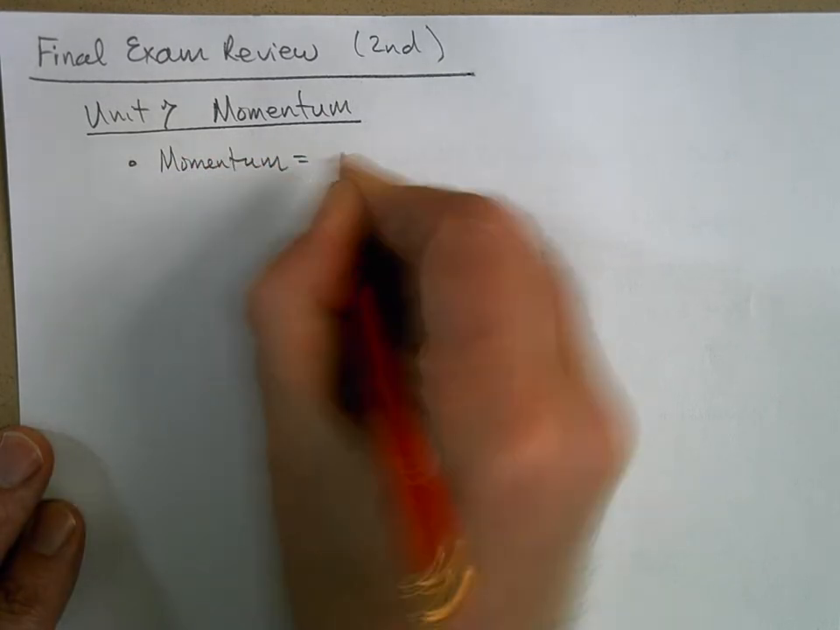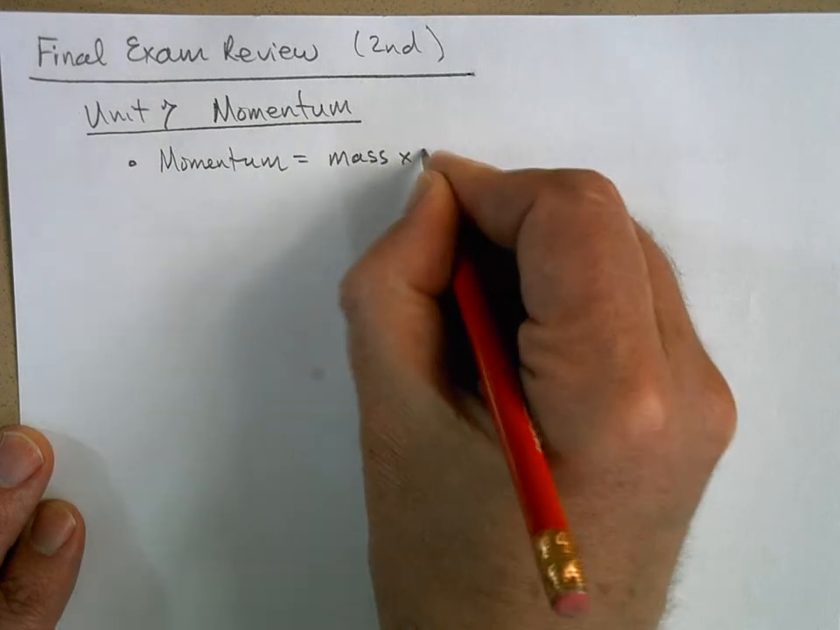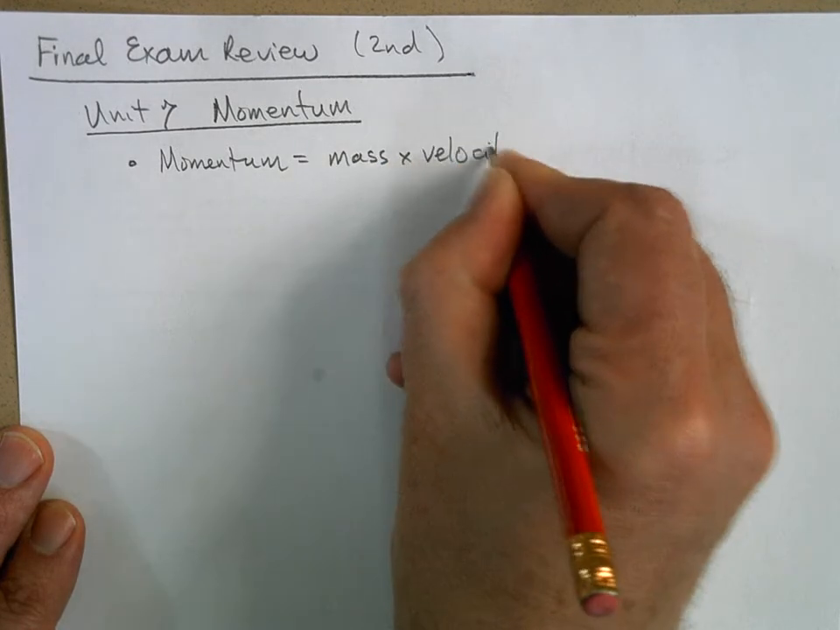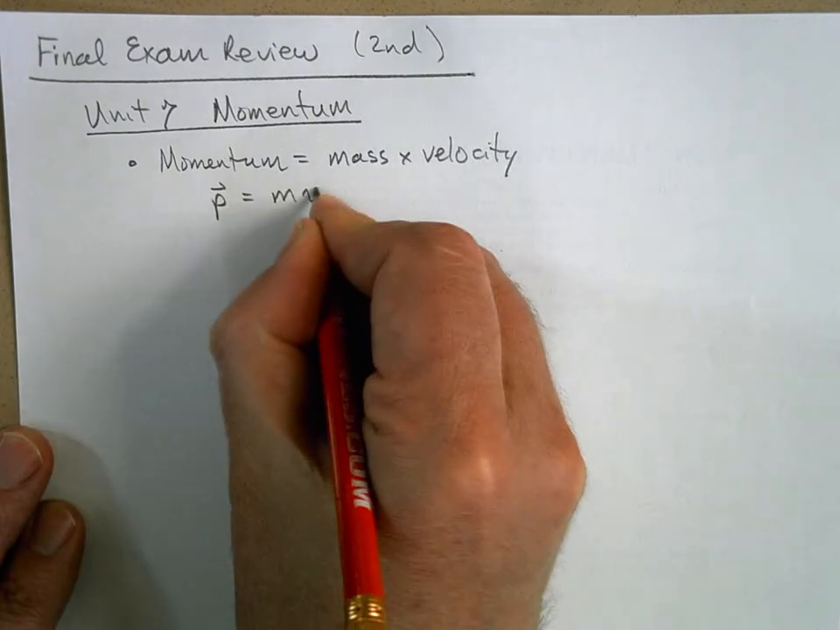So momentum is equal to mass times velocity. And we abbreviate it P equals m times v.